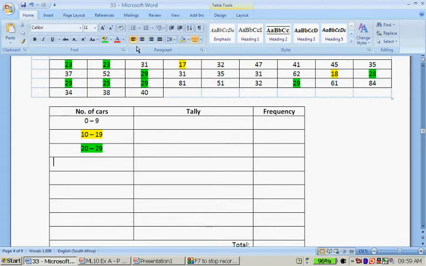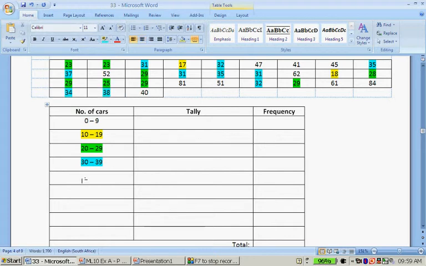Right, the next one, let's make that between 30 and 39. And what color are we going to choose? Turquoise. Right, 31, 32, 35, 37 is in that group, 31, these three are in that group, 32 is in that group, and these two, they are both in that group.